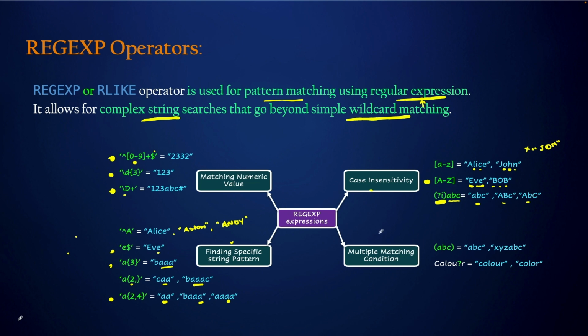Now last one is the multiple matching condition. Here, if you want to have ABC anywhere in your string, then you just write ABC in parentheses, so it will detect ABC. Now next one is the question mark. When you write a question mark, whatever the preceding letter is, here U is the preceding character, let's say, it will be optional. Now if you see, this will consider this whole string, and since it's optional, it will consider this one too.